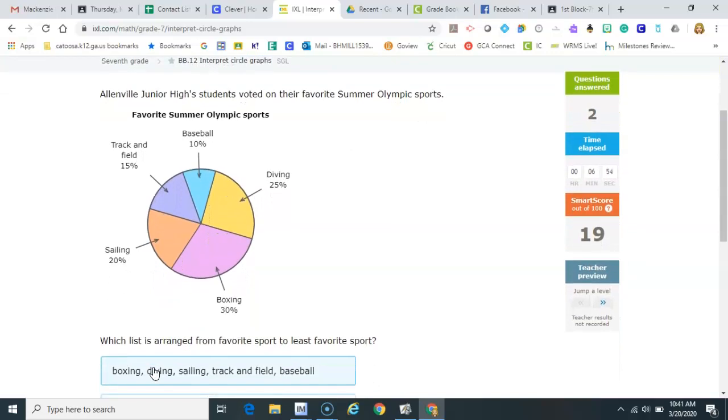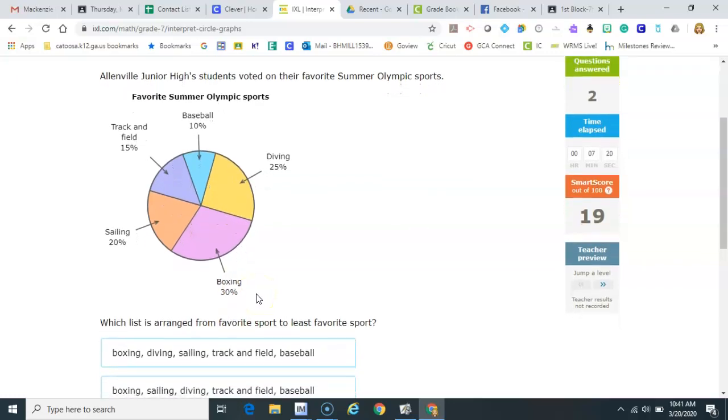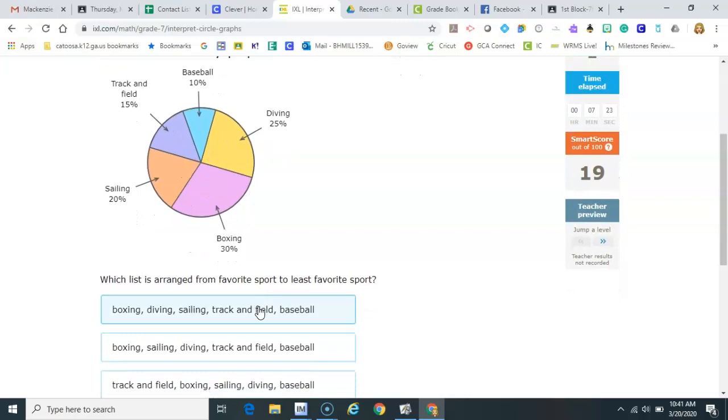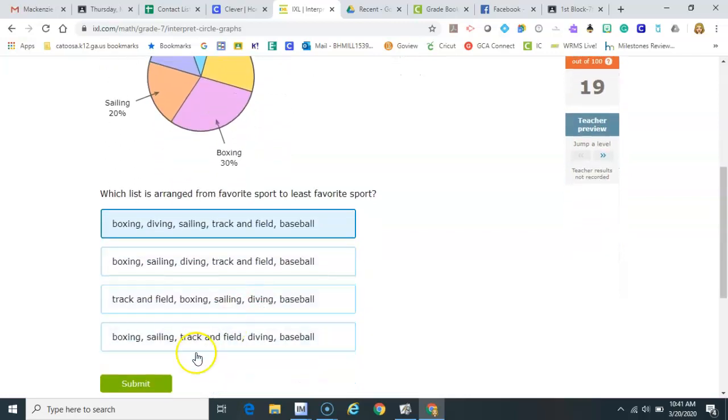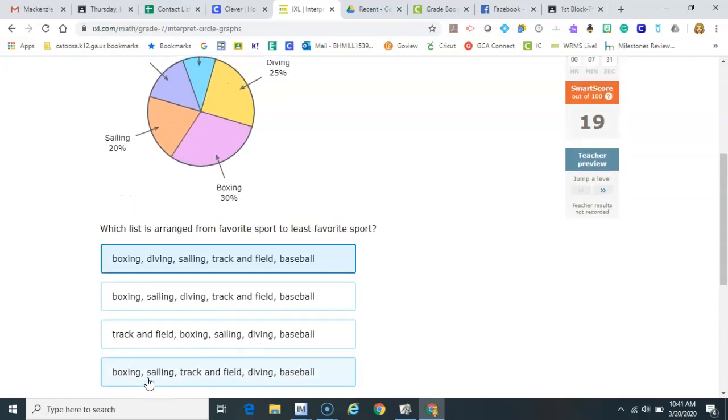Which list is arranged from favorite sport to least favorite sport? So favorite sport is going to be the one that more people choose, so the bigger piece. So the bigger piece here is boxing, and then diving, sailing, track and field, baseball. So that's the order I want because it does say favorite sport to least favorite. So boxing, diving, sailing, track and field, baseball. And again, our choice looks like it's this first one right here.